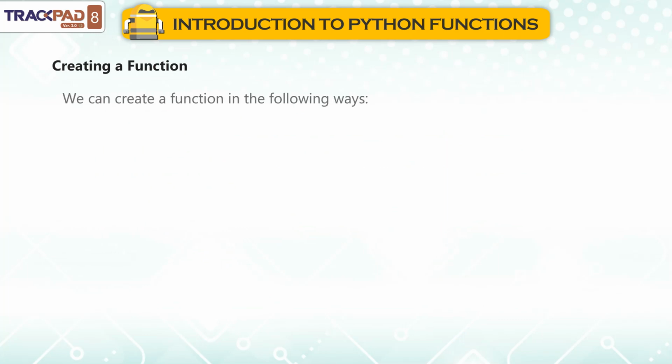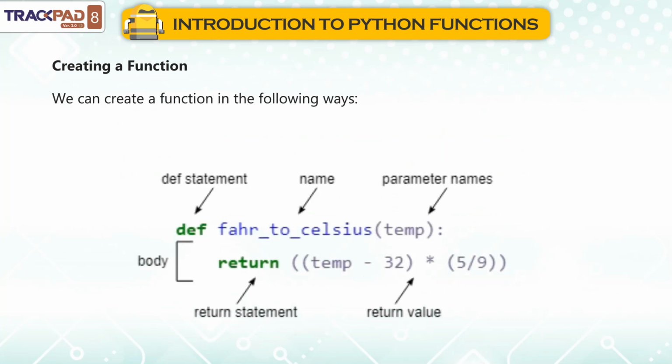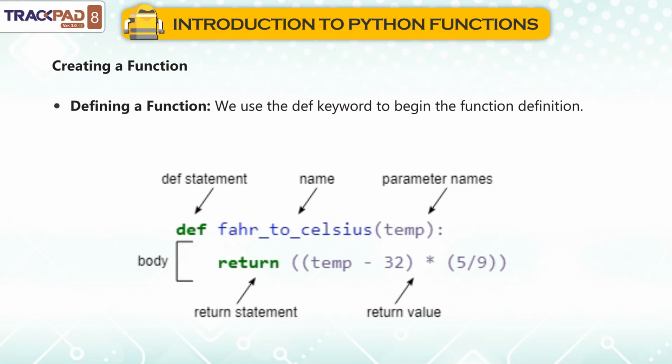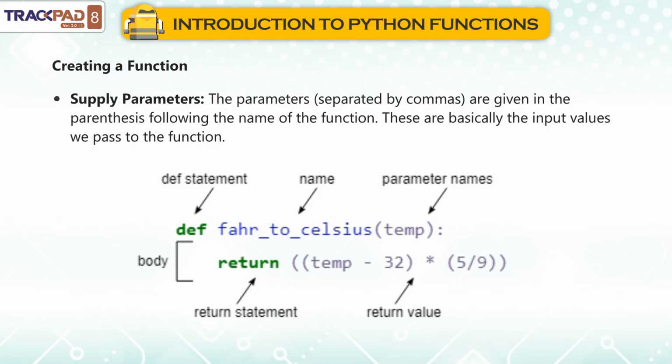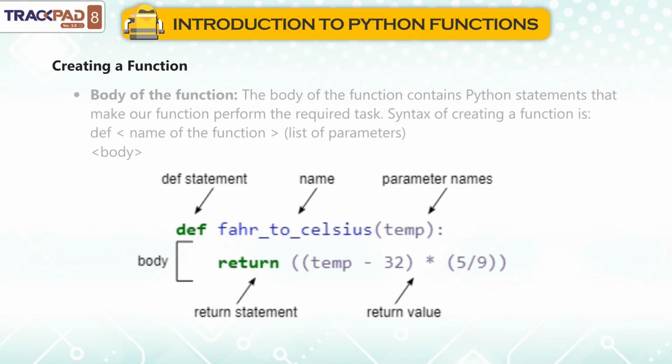Creating a function. We can create a function in the following ways. Defining a function. We use the def keyword to begin the function definition. Naming a function. Provide a meaningful name to your function. Supply parameters. The parameters, separated by commas, are given in the parentheses following the name of the function. These are basically the input values we pass to the function.